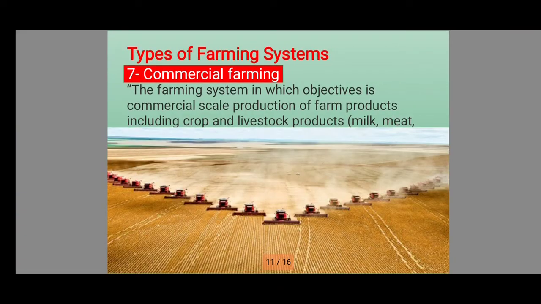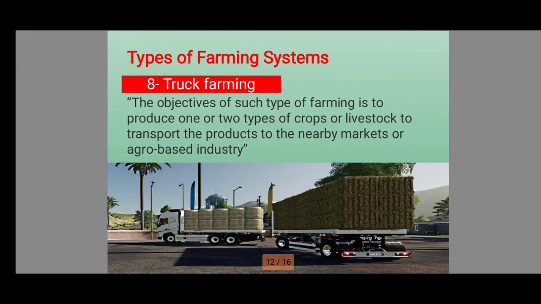Next is commercial farming. The farming system whose objective is commercial scale production of farm products including crops, livestock products, milk and meat. Next is truck farming. The objective of this type of farming is to produce one or two types of crops or livestock to transport the products to the nearby market or agro-based industries.